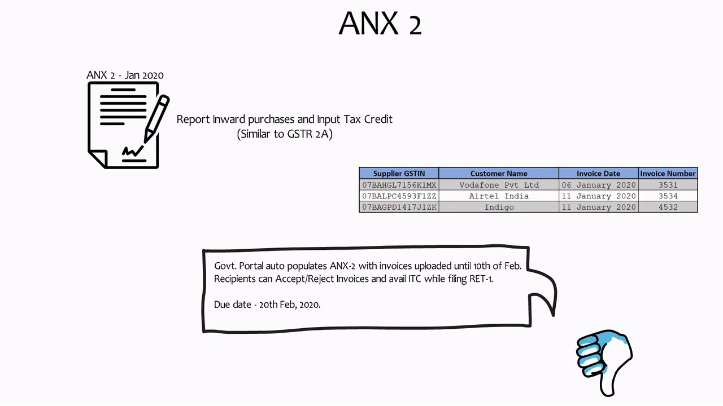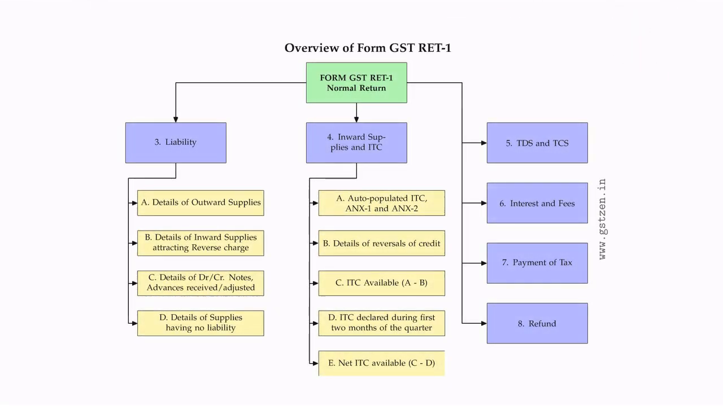The government portal takes invoices reported in Annexure 1 to calculate Table 3 of RET1. The portal also fills some parts of Table 4. The taxpayer can fill in other details such as nil and exempt sales, advances received, advances adjusted, and so on. The return one also has tables for TDS, TCS, interest and late fees, details about the payment of tax, and details of the refund of tax.